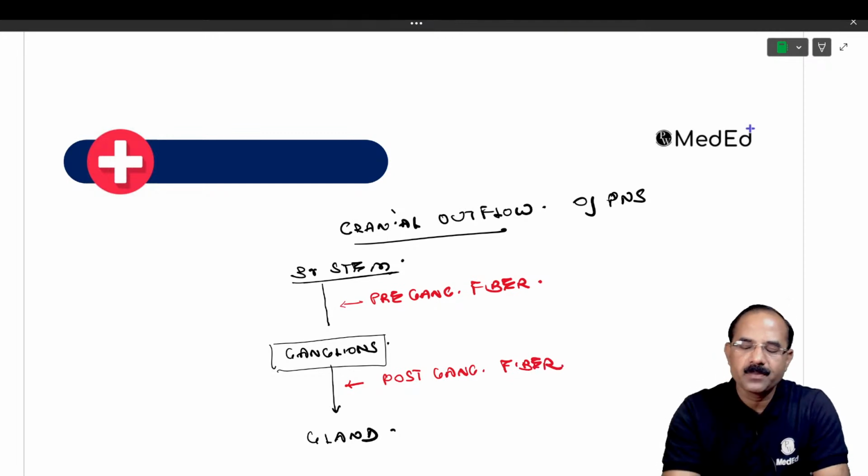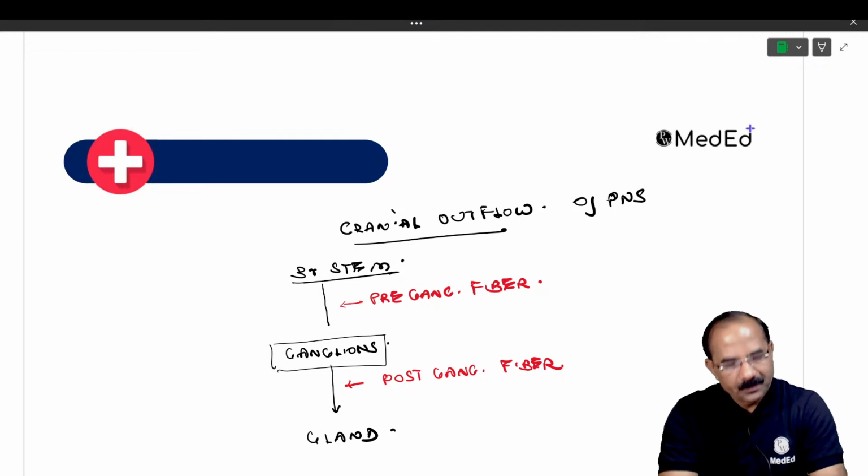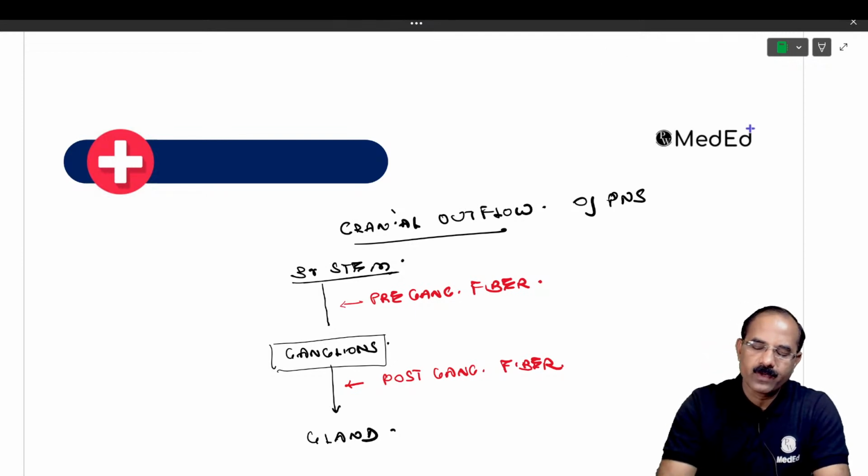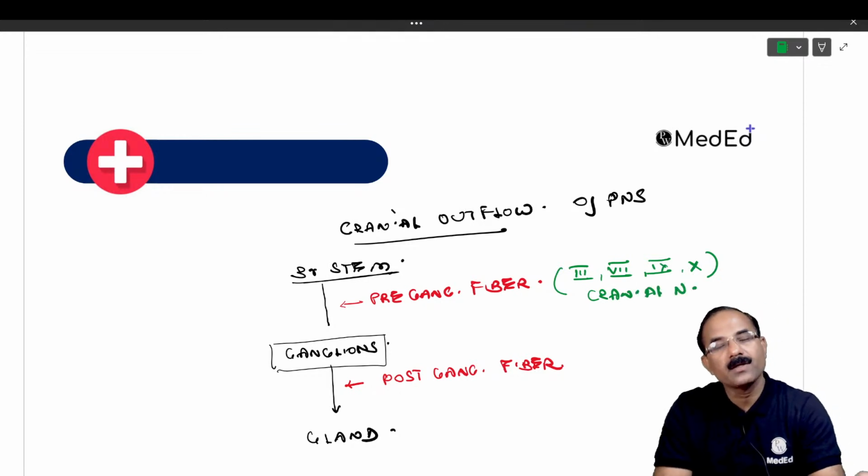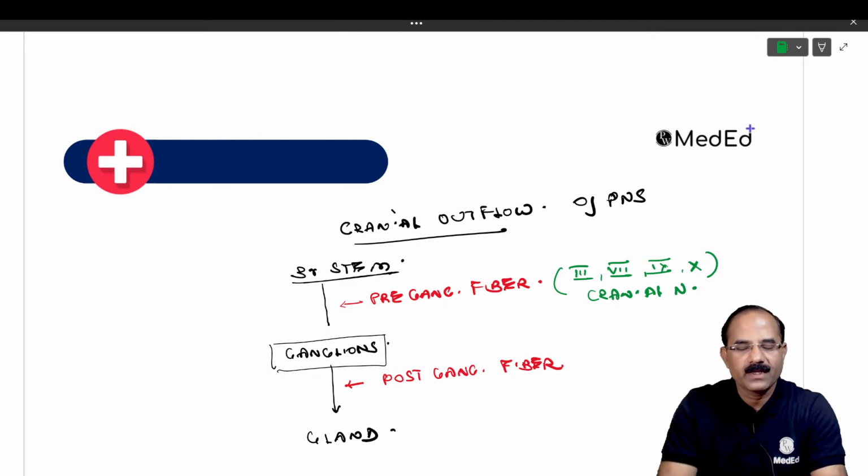Now, who carries the preganglionic fibers? Can anyone say? Who carries the preganglionic fibers of the parasympathetic nervous system? Third, seventh, ninth, and 10th cranial nerve. They carry the cranial outflow. They carry the preganglionic fibers. 3, 7, 9, and 10.